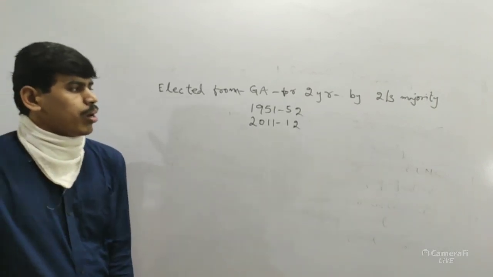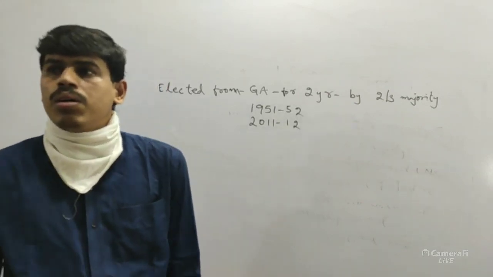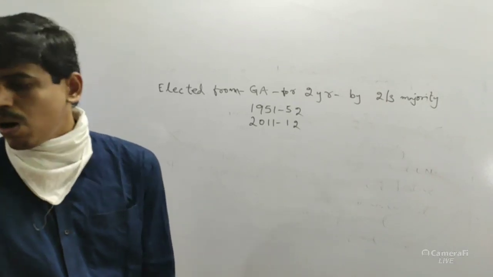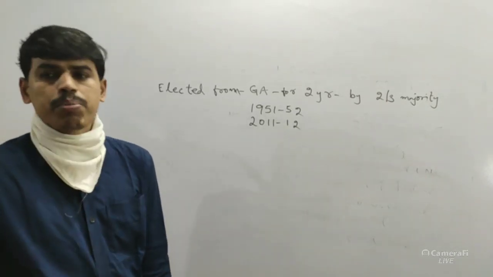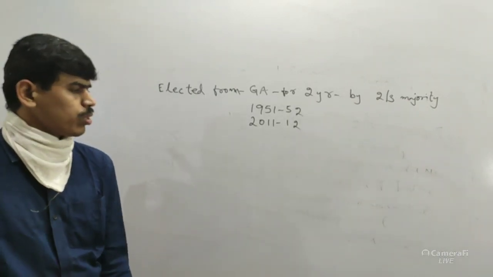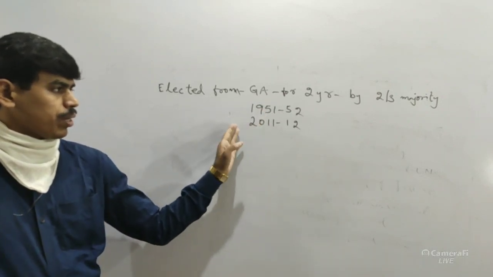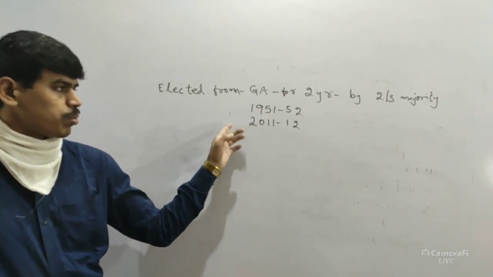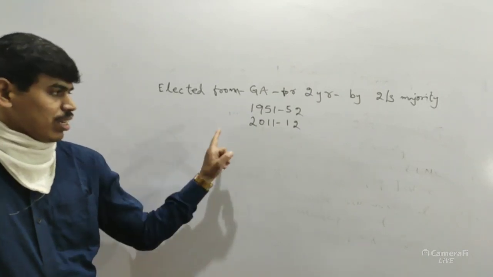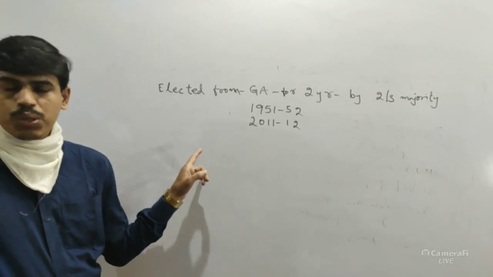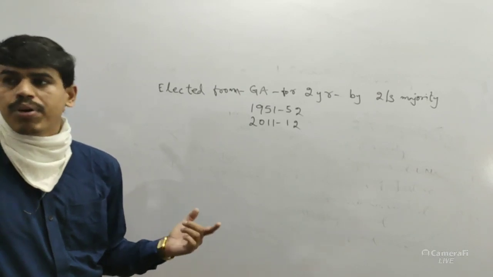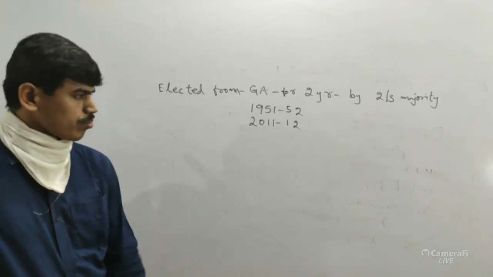Normally, members enter office on 1st January and exit office on 31st December. That means if one country enters on 1st January 2022, it will exit on 31st December 2023.